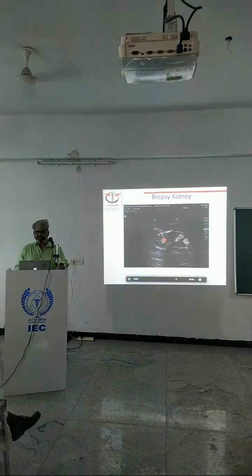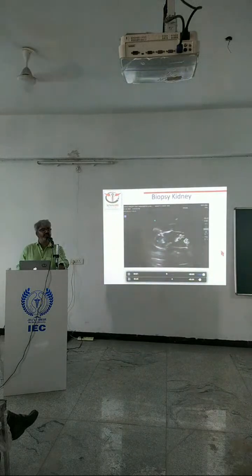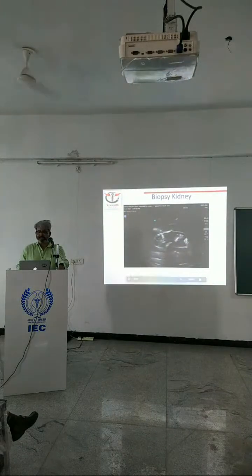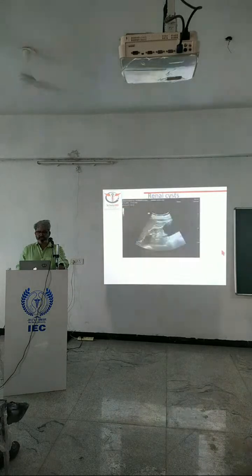At the same time, the core that we get is usually always from the cortex, and no contamination from the peripheral system or other area is involved. So, it's very easy to do it in an ultrasound guided way, and usually the tissue yield is very high.